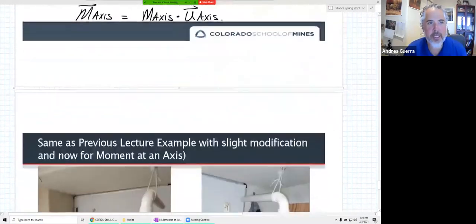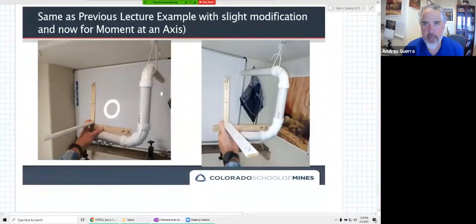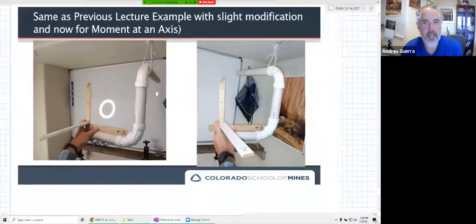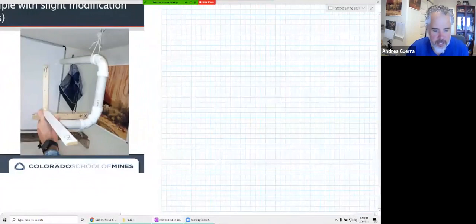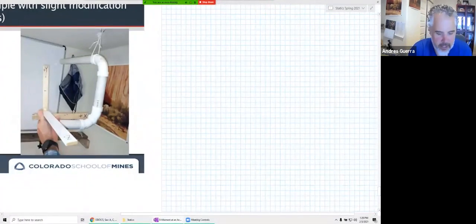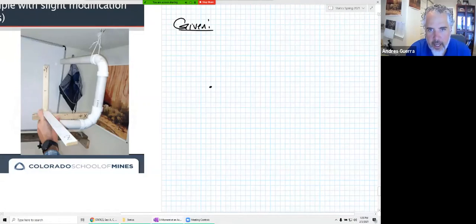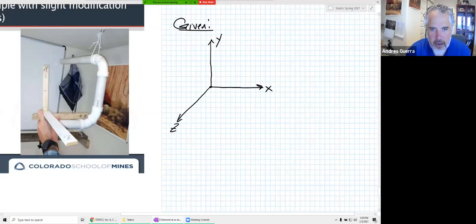Okay, so we're gonna do the same example as last time, but we're just gonna have a slight modification. And now for the moment add an axis. But so we all know what our physical system looks like, we'll use the same thing. And so we are given in this problem here, remember we had the x-axis going off to the right. We've got the y-axis going straight up, and then the z-axis coming out of the page.